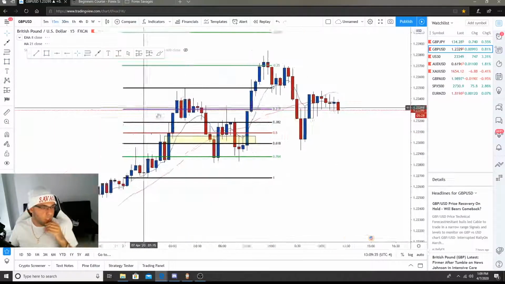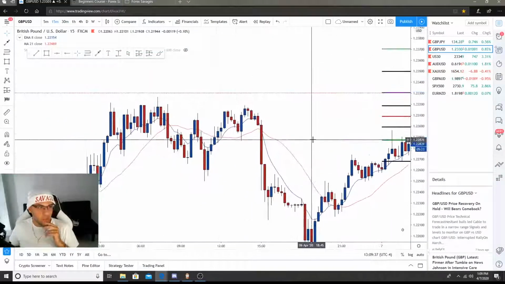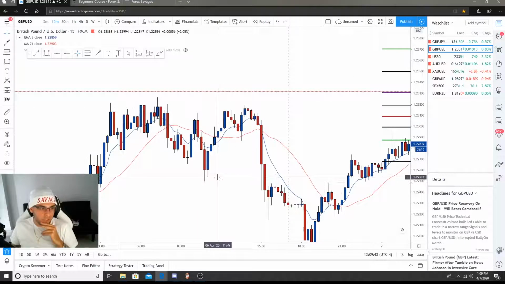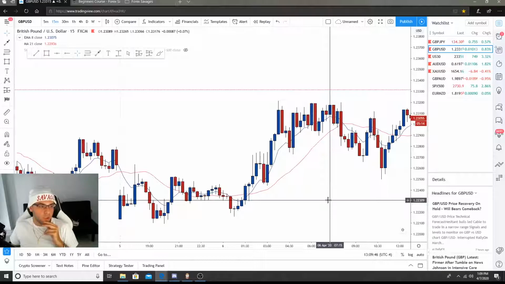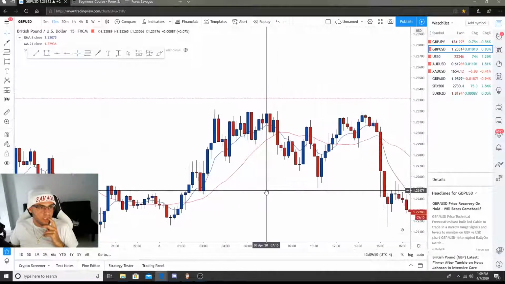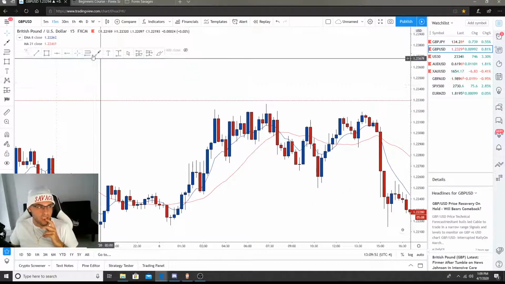Let's look for more examples. You will see mostly a Fibonacci setup almost every single day. Literally almost every single day. So let's go over here. What do we have here? We have this right here, which became a range.